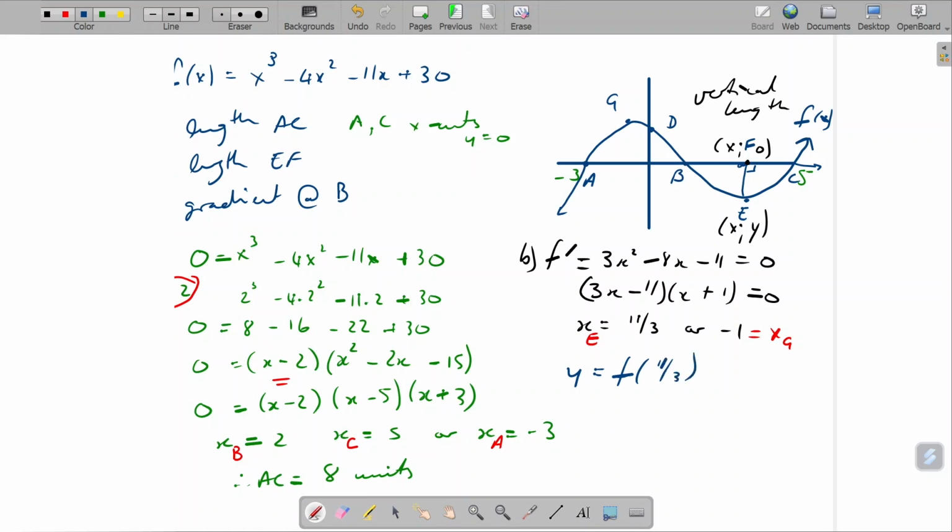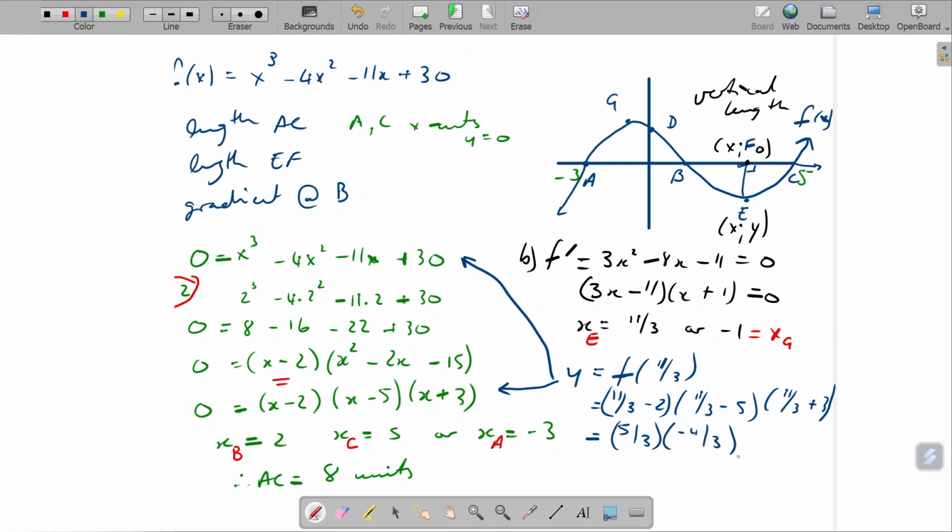I won't lie, I've always found this version slightly easier to do, which is to plug it, instead of into the original equation, into the factorized version and to see what happens. So it is (11/3 − 2)(11/3 − 5)(11/3 + 3). Well, 2 is 6/3, so 11/3 minus 2 is 5/3. 5 is 15/3, so we're going to have −4 over 3, and 11/3 plus 3 is going to be 20 over 3.